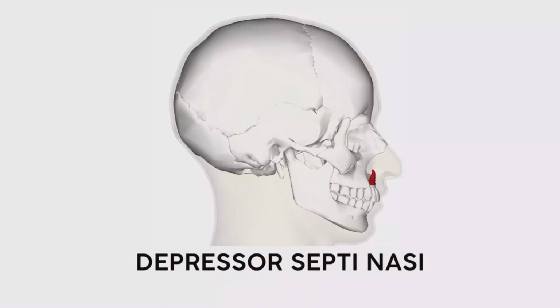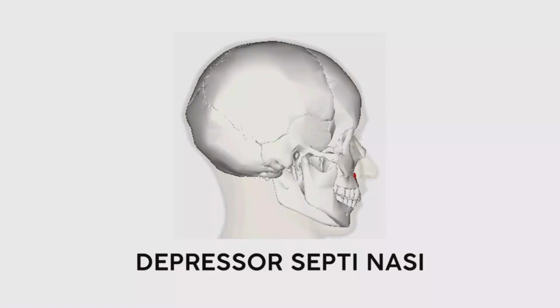Moving down the face, you'll find the depressor septi nasi, which has the memory device built into the name. It depresses or pulls down the septum or middle part of the nose. So you'll find this one centered right under the nose.